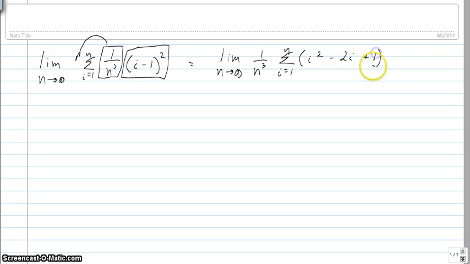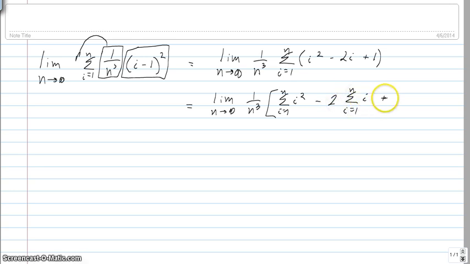i squared minus 2i plus 1. Right, then we can apply the sum to each one of those terms. So it would be all of this times the sum as i goes from 1 to n of i squared, minus the constant 2 can come out of the sum, so just the sum of i, and then we've got the sum of just 1.